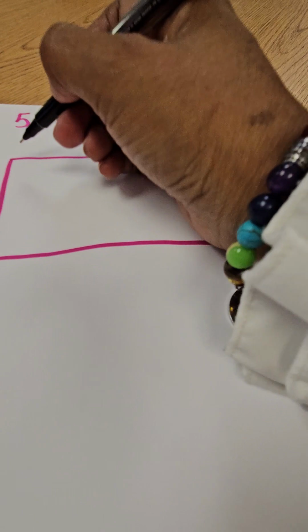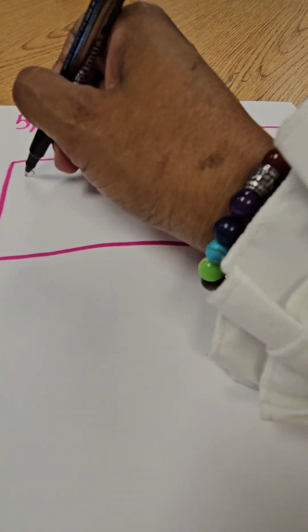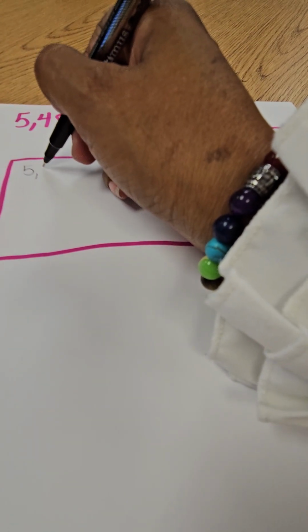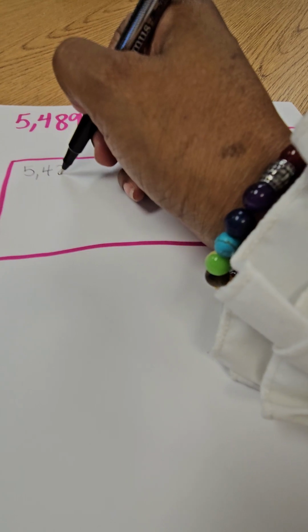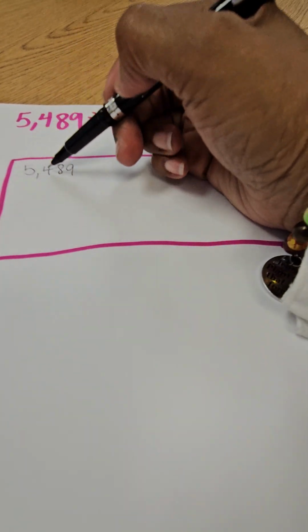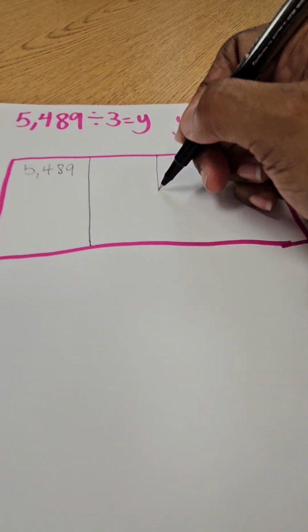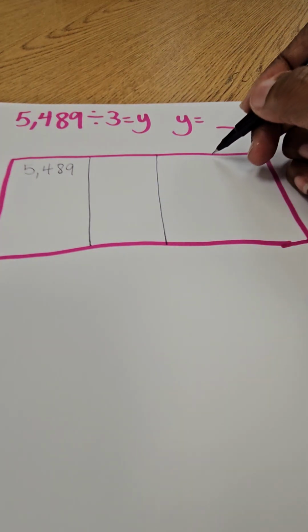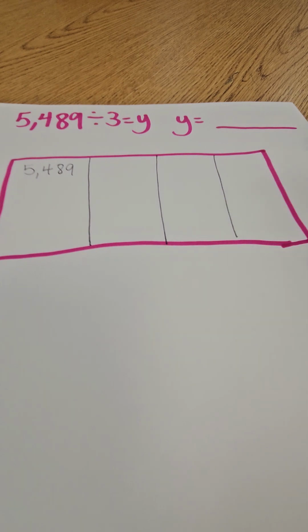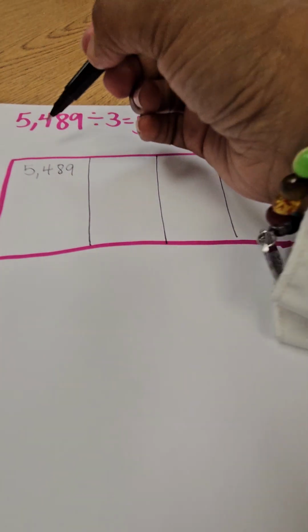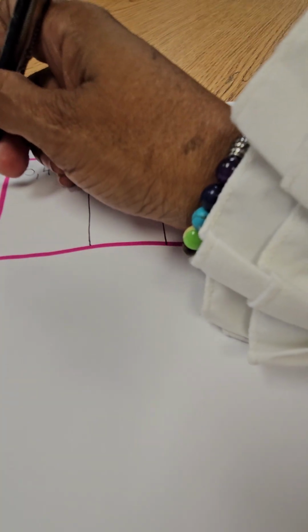The dividend always goes inside of your area model. There are 4 digits, so you split your box into 4. You don't always need your 4 pieces, but it's always great to have them available. Okay, so divided by 3, your divisor goes on the outside.